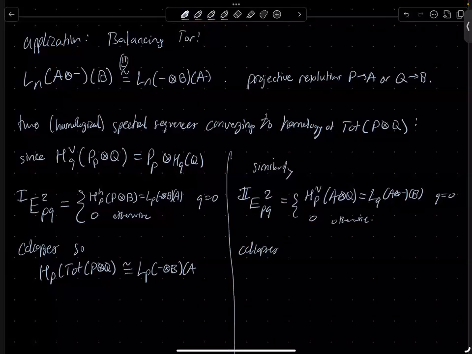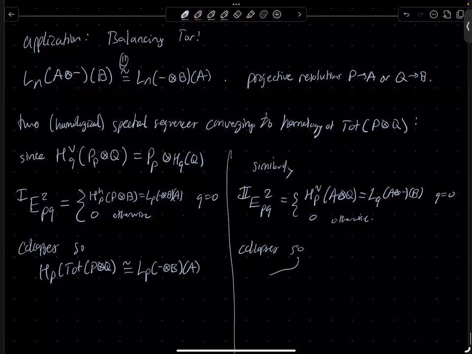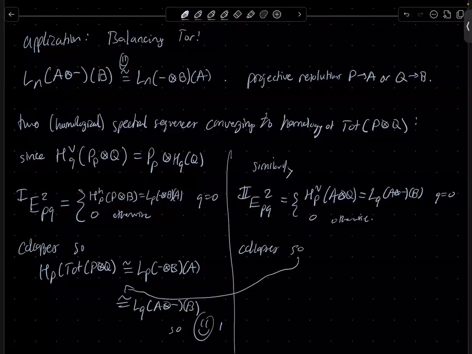And the second spectral sequence also has this, so this is also isomorphic to LQ A tensor dash on B. But that's happy face. Great. That's the isomorphism. Nice. So that's fun.